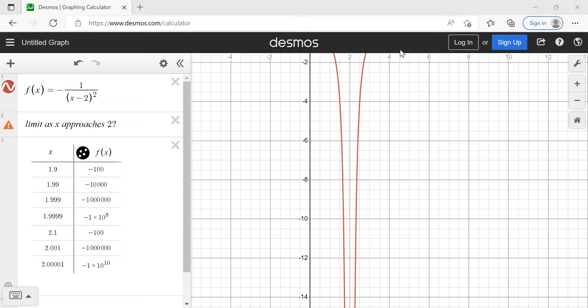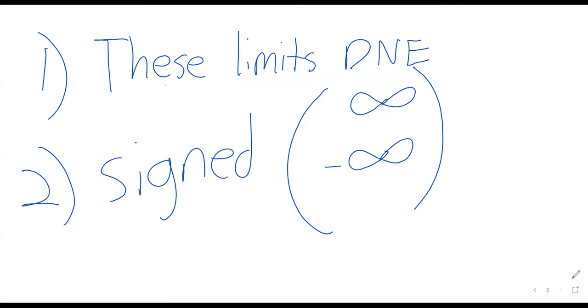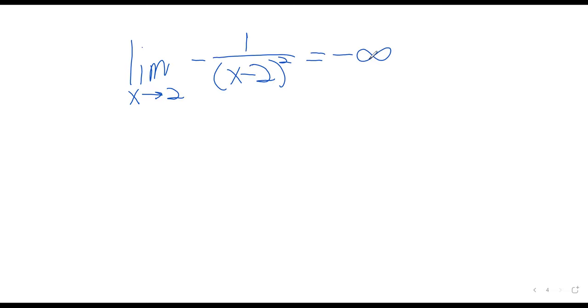And you would write that the limit as x approaches 2 of negative 1 over x minus 2 squared equals negative infinity. So positive infinity, negative infinity. In both cases, these limits don't exist. Let's remember that saying the limit is infinity or the limit is negative infinity is saying that the limit fails to exist in two distinct ways.